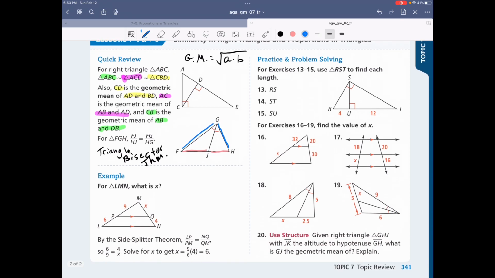For example, triangle LMN, what is X? And so we can just set up a proportion here and cross multiply and divide. Right? So 9 times 4 and 6 times X. If you solve that, I don't love how they showed it, but here, this is 36. So 6x equals 36. So x equals 6.